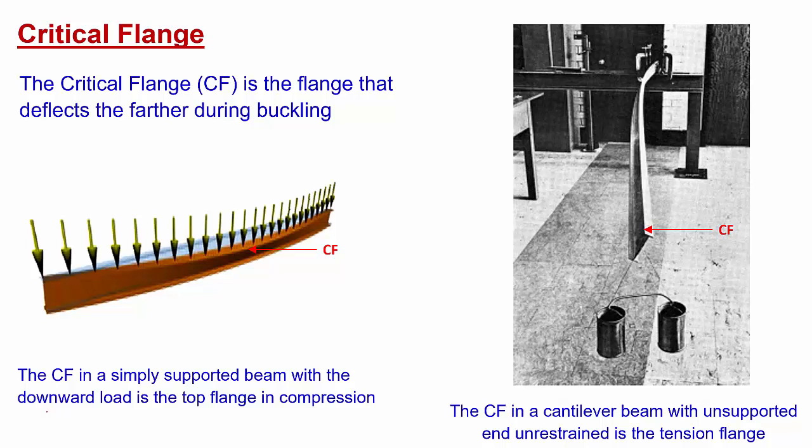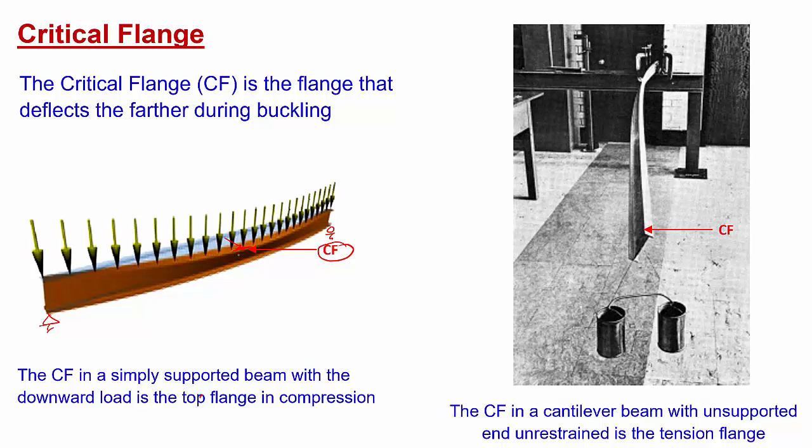Now, you can see that for a simply supported beam loaded from the top, as you can see here, when there is lateral torsional buckling, the top flange is twisting and moving farthest away from its original position, isn't it? It has moved quite a lot, but the bottom flange, which is in tension, hasn't moved that much. So the top flange is the critical flange for this case. So the critical flange in a simply supported beam with a downward load is the top flange in compression. It has twisted far away from its original point. So that is the critical flange for this scenario, right?